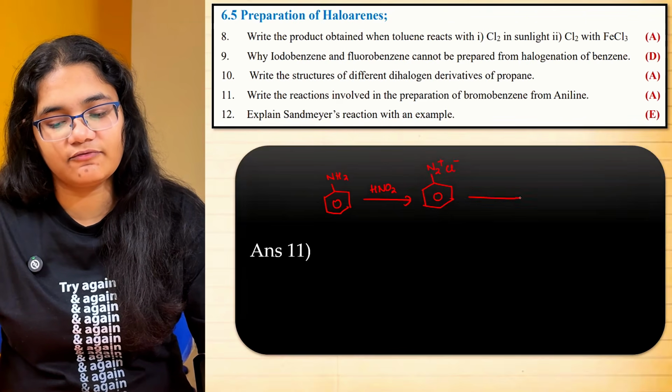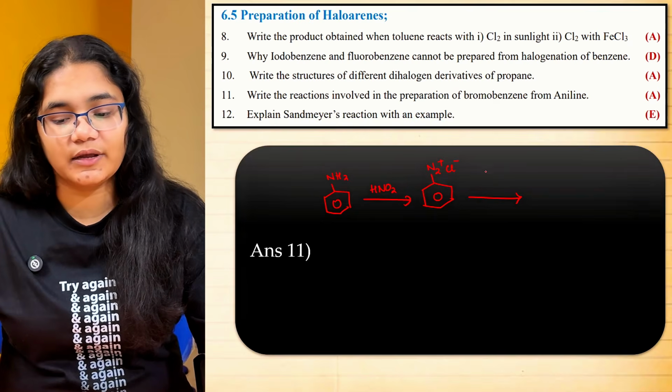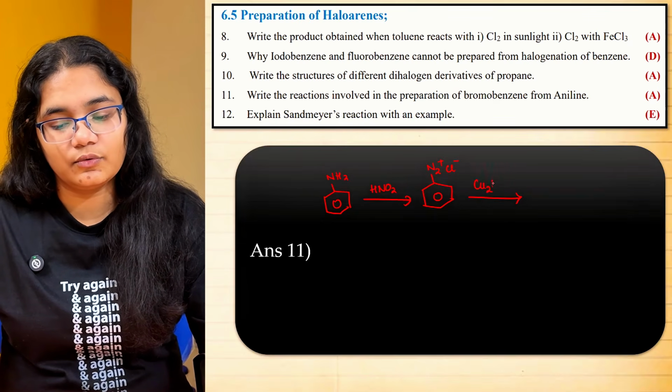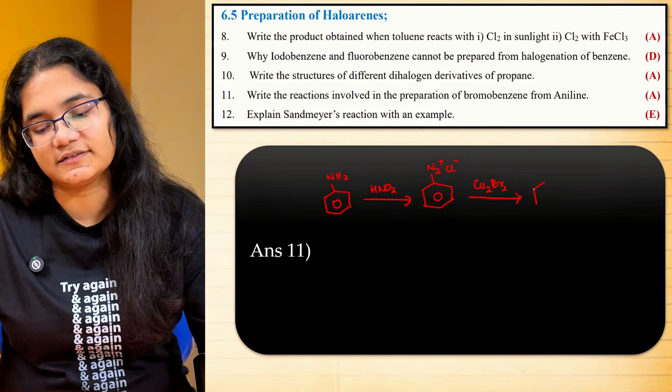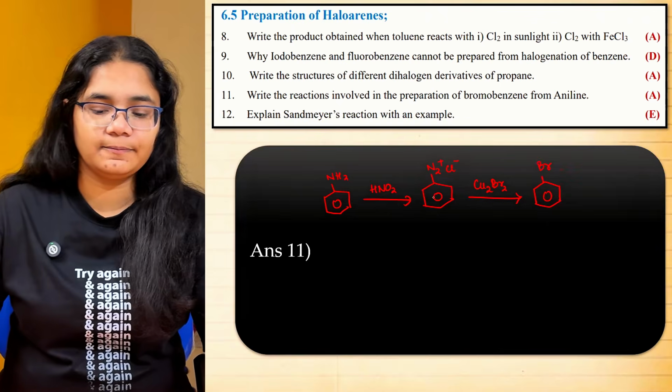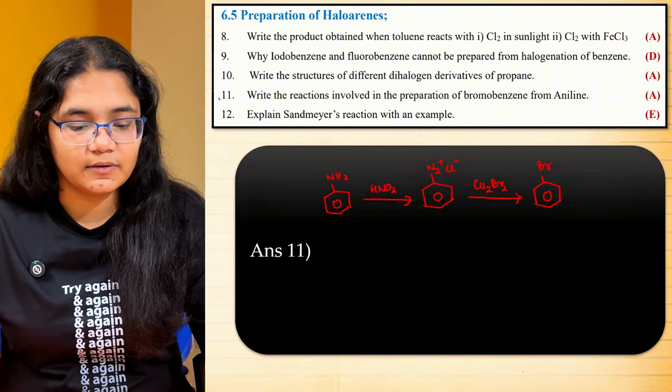right? And once you have formed benzene diazonium chloride, you can react this with Cu2Br2. Okay, that is the salt of copper and bromine. That will give you bromobenzene. Okay, that is question number 11.